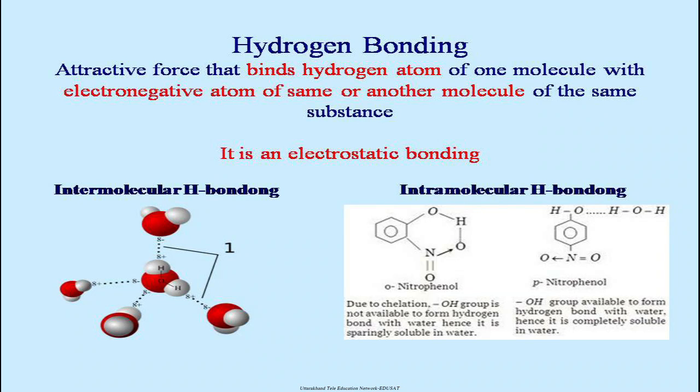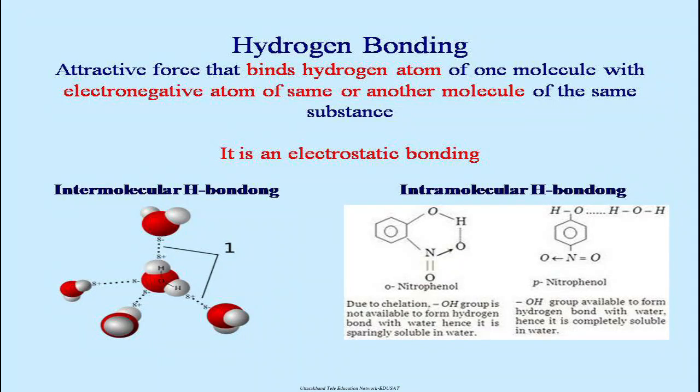This is the next water molecule, and its hydrogen gets bound with the oxygen of another molecule, meaning an electronegative atom of the same or another molecule. In this case it is of another molecule. It is an electrostatic bonding. It is not a permanent bonding. So hydrogen bonding may be of two types: one is intermolecular hydrogen bonding and the second is intramolecular hydrogen bonding.